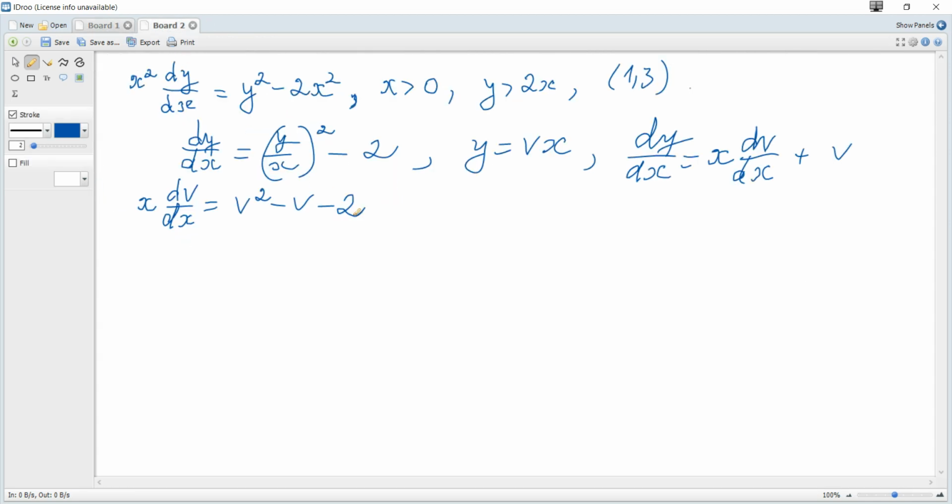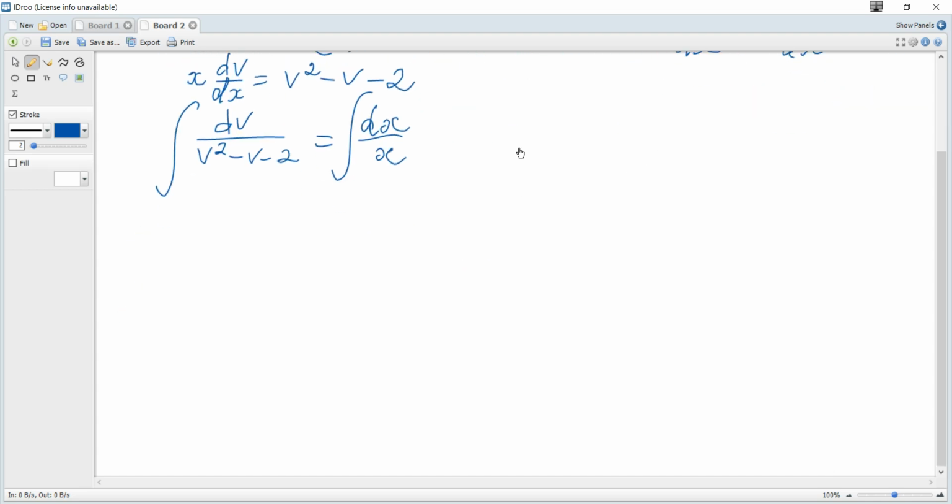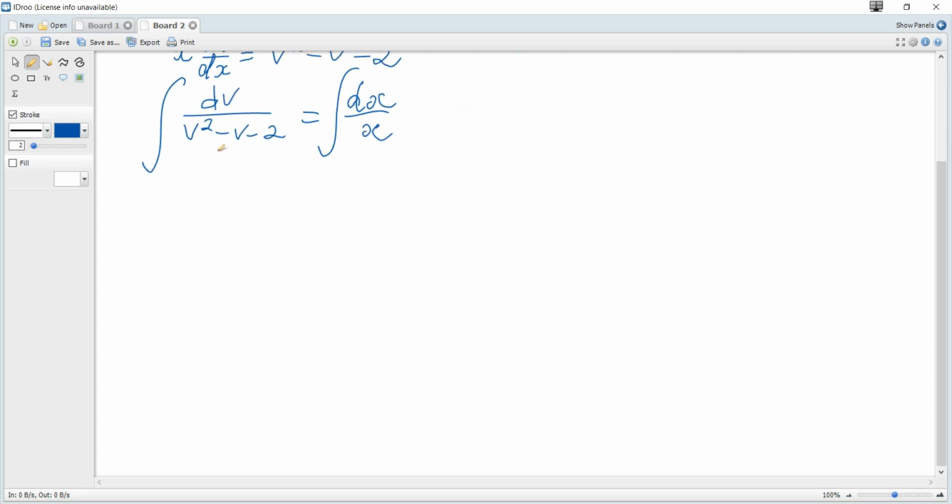And the next step, we can see that we can separate variables. So we can rewrite as dv over v squared minus v minus 2 is dx over x. And then we integrate both sides. How to integrate the left-hand side? You can see that there is a quadratic function in the denominator, and there are two possibilities. If the denominator can be represented as a square plus a number, it's when there are no roots, so it's square plus a number, hence its arctangent formula is given in a data booklet.